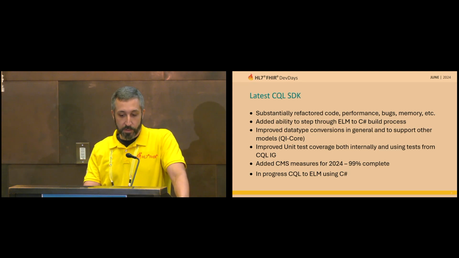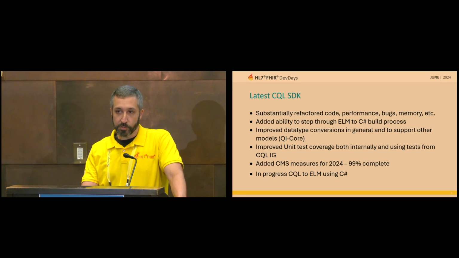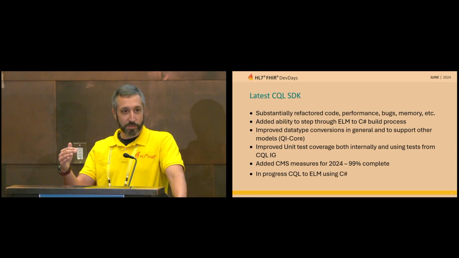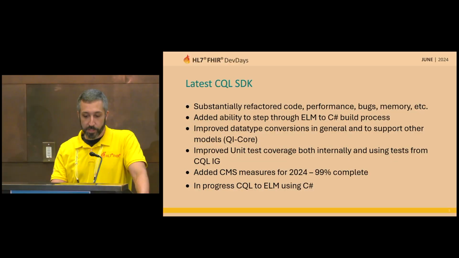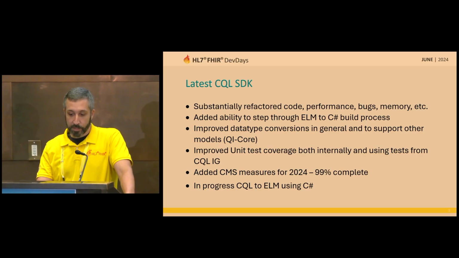We've improved quite a number of data type conversions. Originally the SDK was created in partnership with NCQA, and so it was sort of HEDIS driven, in the sense that only the things that they needed were there. But now we've added things for CMS, which is built on QI-Core. So there are some other data types and things that maybe HEDIS didn't use. We've improved the unit test coverage quite a bit internally for the actual SDK itself. And then we're using the unit tests now from the CQL IG.